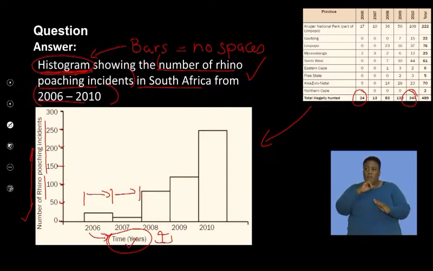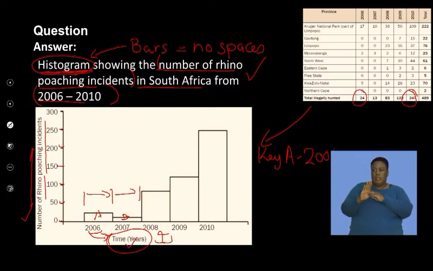We can see that they are clearly labeled, and in this case I've not used a key, but I have labeled the bars on the x-axis in terms of the time period. If you chose to indicate the labels as A, B, and C, then you would have to put in a key where you would indicate that A is the time period, in this case the year 2006, and B would be 2007.